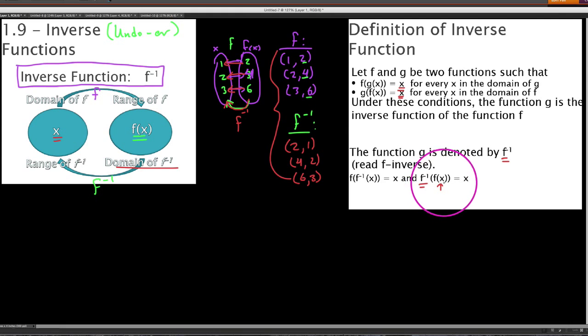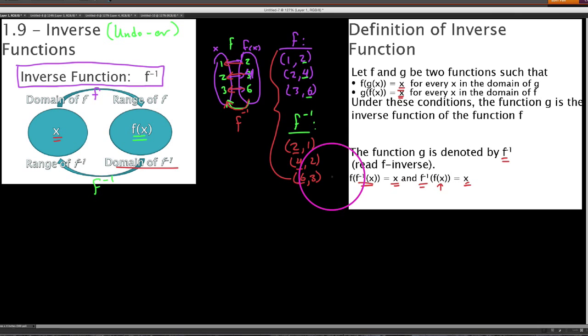Take all the outputs of f, all the y values of f, and when we stick those y values of f, like these ones we had over here, into f inverse, what happens is they get sent back to the initial x values that we had started with. Likewise, if we take all the output values for the inverse function and stick them into the original function, which is its inverse, we get sent back to the initial x values here.